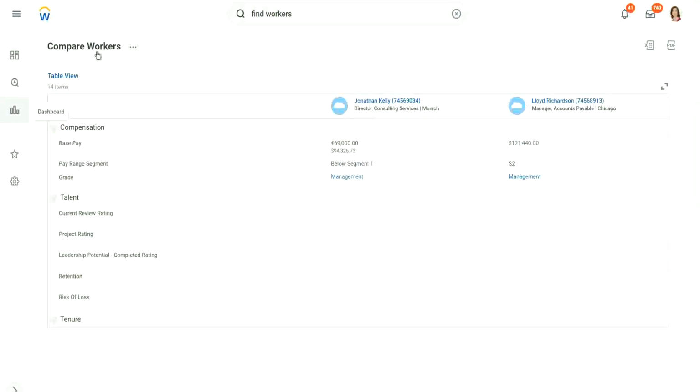You see here that this report, the Find Workers report, what does it do? It allows you to filter on certain criteria and you are able to narrow it down to a certain group of workers.